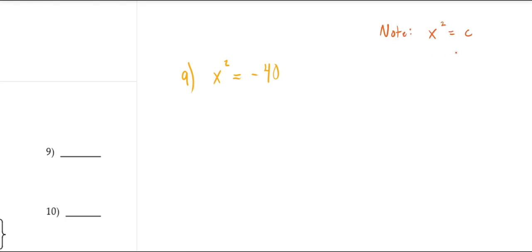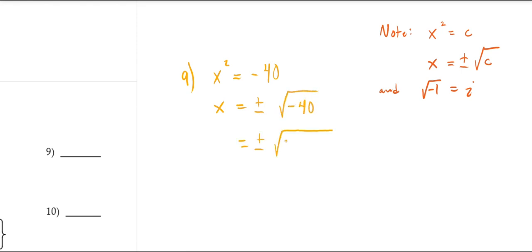One is the square root property, which tells us that we need both a plus and minus square root in order to fully solve this x squared type equation. And also, we need to know that the square root of negative 1 is i, since i squared is equal to negative 1. Using the first property, we can rewrite this as plus and minus the square root of negative 40, which is in turn the square root of 4 times 10 times minus 1.